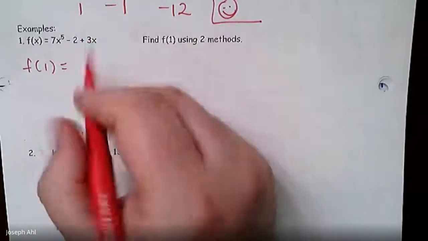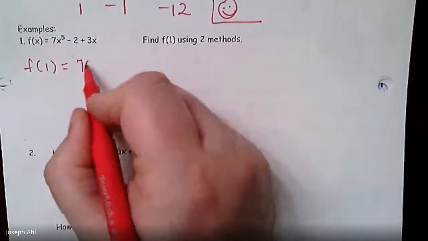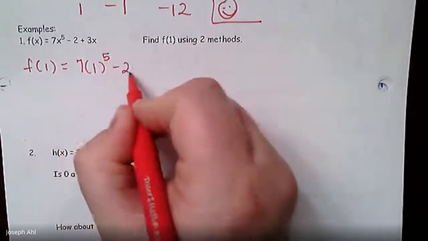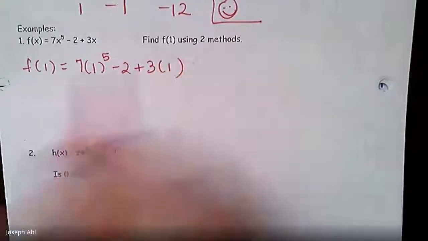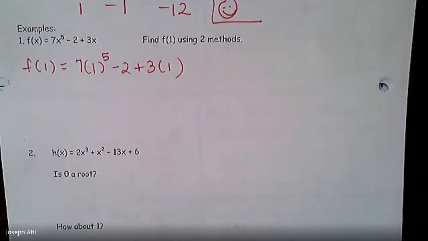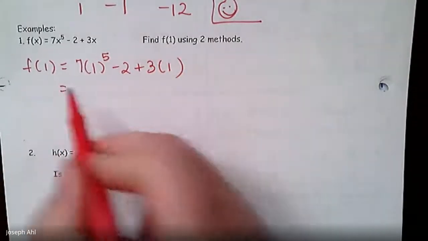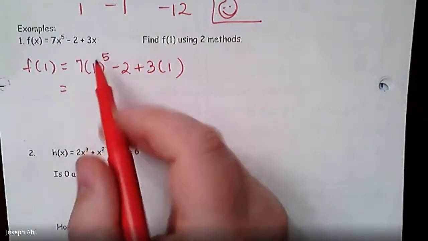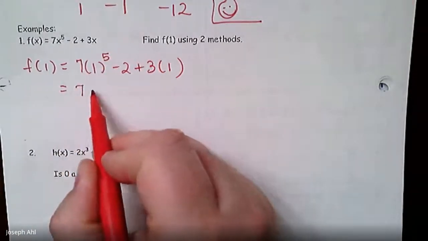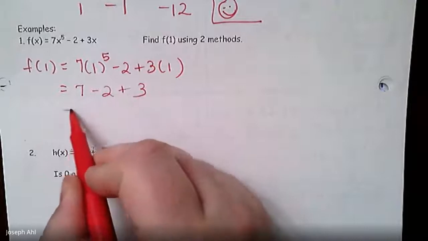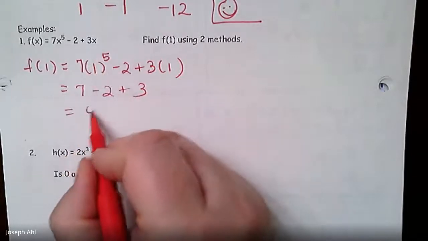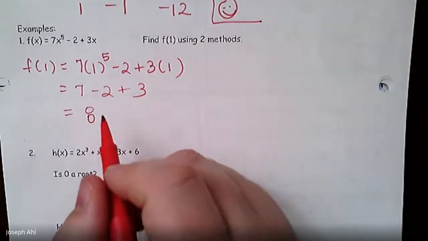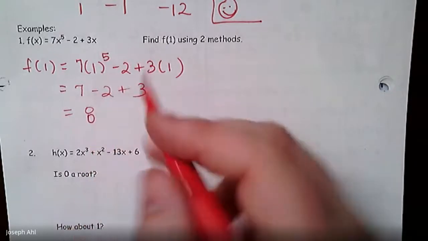So f of 1, let's just do that real quick. In this function, it would be 7 times 1 to the 5th minus 2 plus 3 times 1. So in this case, we're going to get 7 times 1 to the 5th. 7 times 1 is 7 minus 2 plus 3. 7 minus 2 is 5, and 5 plus 3 is 8. Okay, so f of 1 is definitely 8.